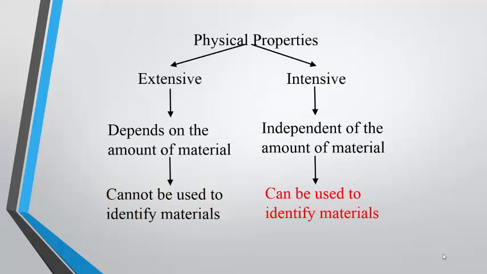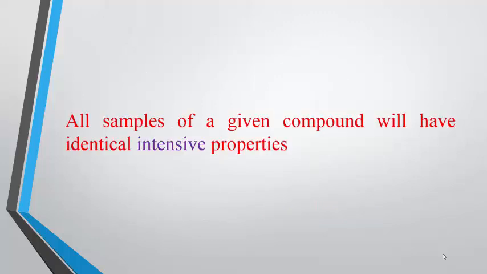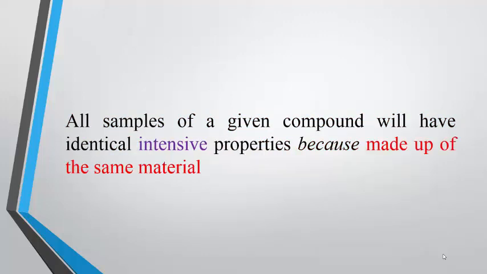For example, water is a clear, colorless liquid. That's an intensive property. But there are lots of liquids that are clear and colorless. However, when you then add that it freezes at zero, boils at 100, has a density of 1 gram per milliliter, now we can say, aha, this is water. All samples of any compound are going to have identical intensive properties simply because they're the same material.